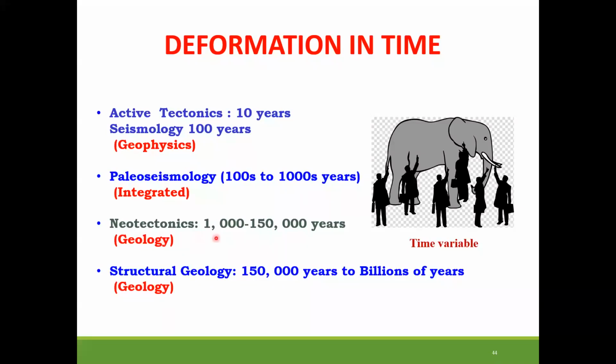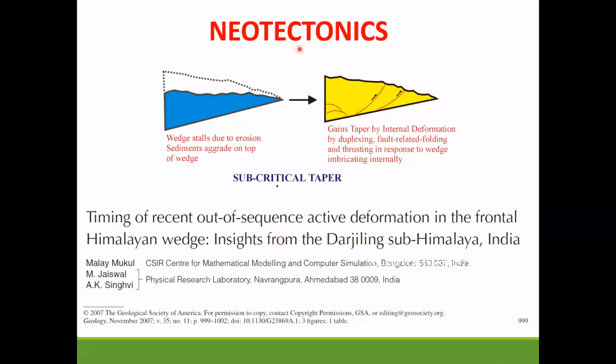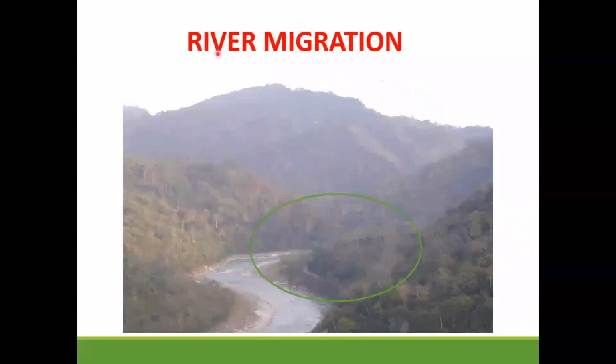What happens in this time scale is that the deformation is called neotectonics. This is essentially driven by the out-of-sequence faults which are actually there. For the timing of recent out-of-sequence active deformation, I'll give you an example from a paper we did in Darjeeling Himalaya. So remember that this is driven by these faults.